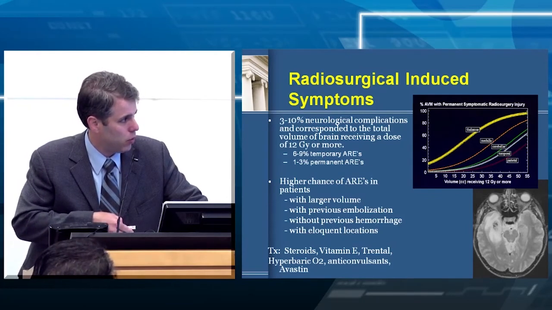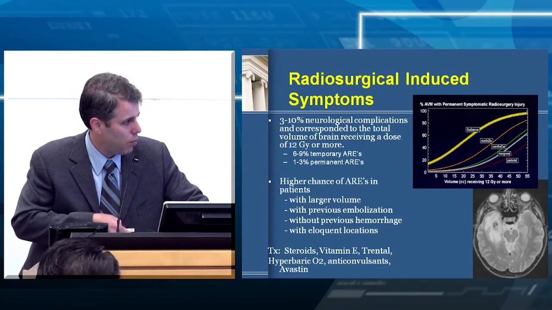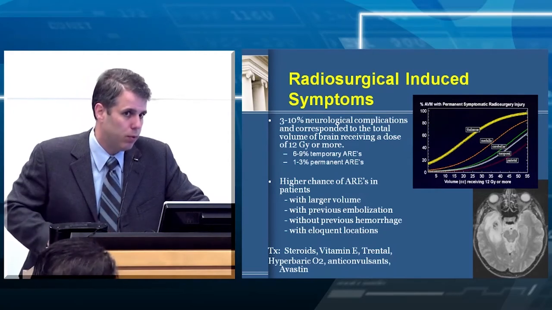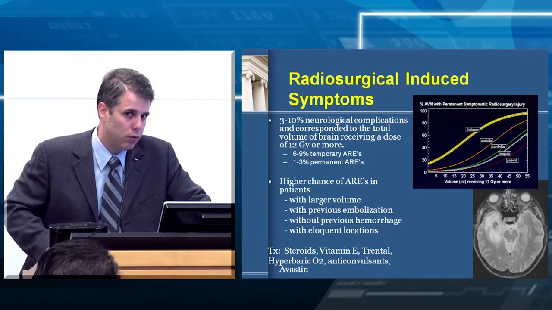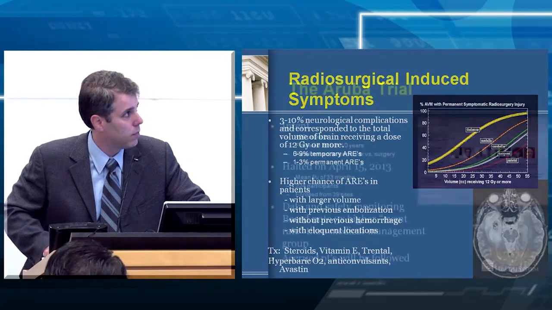You first turn to steroids, you may turn to vitamin E and Trental, there's some literature to support that, and occasionally you use hyperbaric oxygen. We've had, on a few instances, used Avastin to try to reduce this. And certainly, if the patient were not on anticonvulsants, I would have put them on them as I try to ride the patient through this situation. Every once in a while, you're forced to resect.